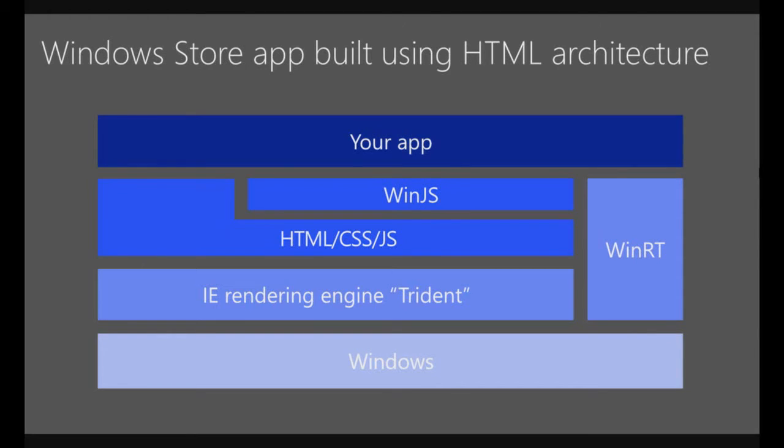HTML, CSS, and JavaScript languages lay above, giving us a document object model, a layout model, styling, and dynamic typing. Again, we're using the very same engine that IE 11 uses for these. WinJS is a library written entirely in JavaScript to give you common utilities, look and feel, and controls that match Windows. On top is your app, using HTML, CSS, JavaScript, WinJS, and WinRT to do awesome, innovative things.